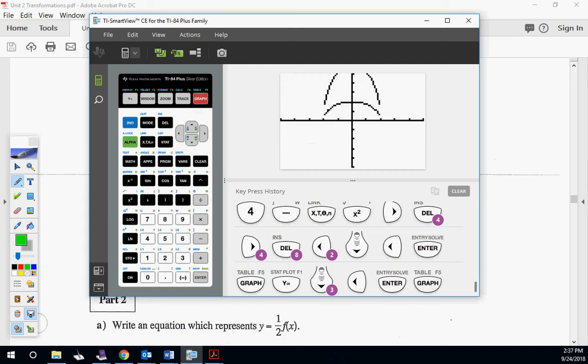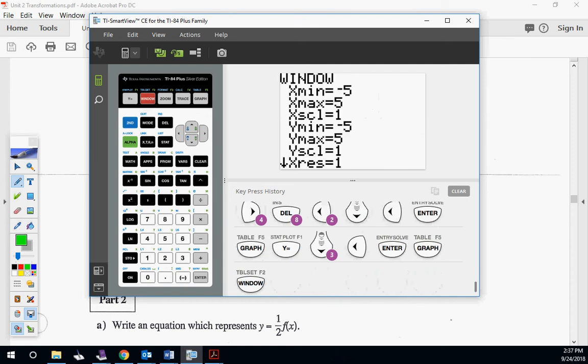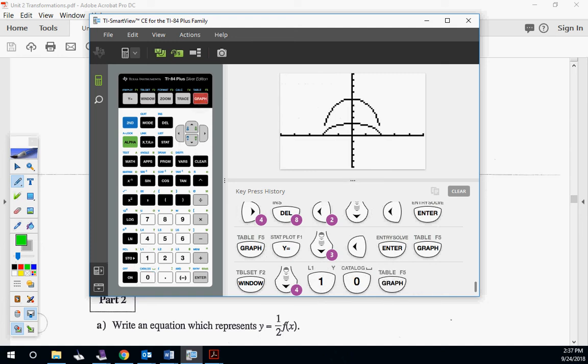And so you can see that it did stretch. My window needs to be extended a bit here. We'll just make the y max 10, and we should be able to see everything now. All right, so they do break in the graphs just because they're getting really tight to each other, but they are going to finish at the same spot.